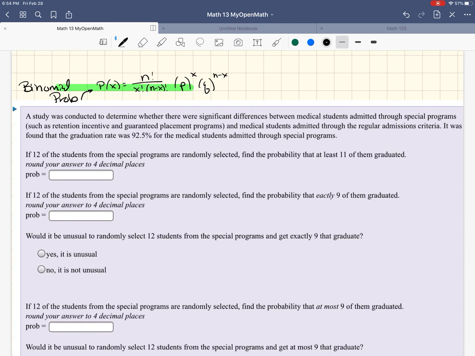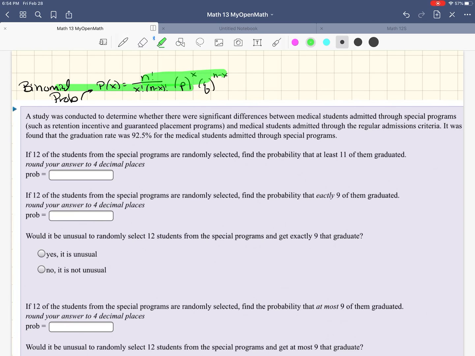A study was conducted to determine whether there were significant differences between medical students admitted through special programs, such as retention incentive and guaranteed placement programs, and medical students admitted through the regular admission criteria. It was found that the graduation rate was 92.5% for the medical students admitted through the special programs. If 12 of the students from the special programs are randomly selected, find the probability that at least 11 of them graduated. So a couple of things to point out.